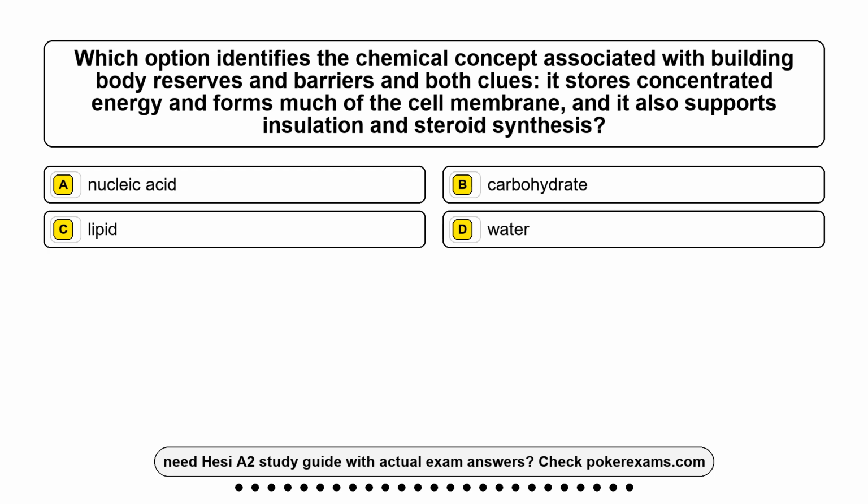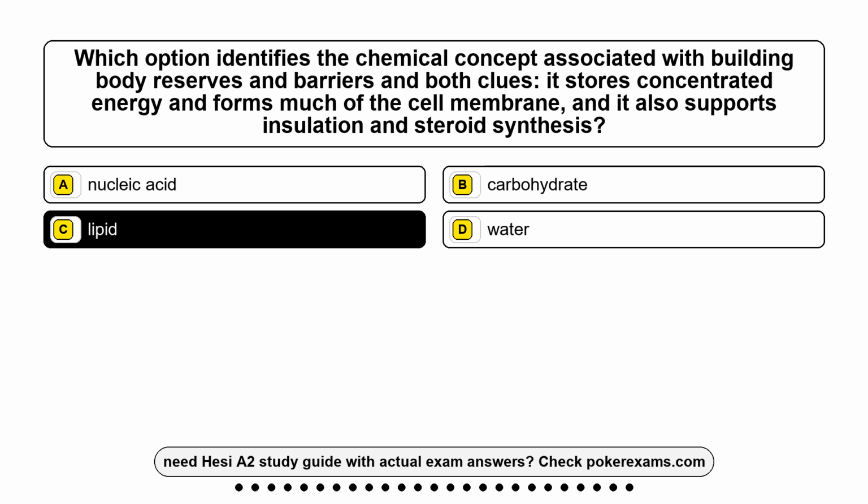Question 12. Which option identifies the chemical concept associated with building body reserves and barriers? In both clues, it stores concentrated energy and forms much of the cell membrane, and it also supports insulation and steroid synthesis. Option A, nucleic acid. Option B, carbohydrate. Option C, lipid. Option D, water. The correct answer is option C, lipid.